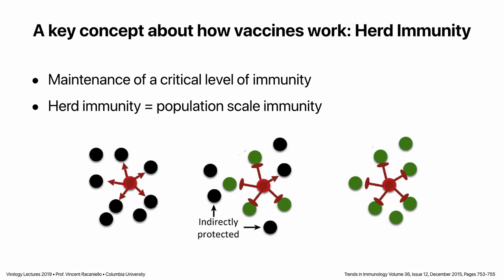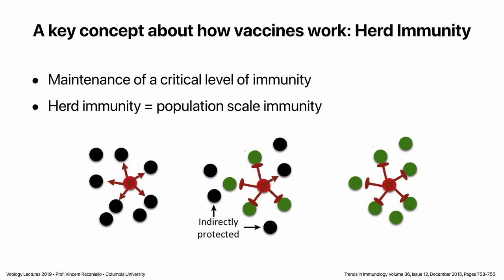Now, the way vaccines work, a key concept in the way they work is herd immunity. And this means you have to maintain a critical level of immunity, but not 100%. So if you have a certain fraction of the population immune, they will protect everyone. And so that is population scale immunity when we talk about herd immunity, not individuals. And the way it works is very simple.